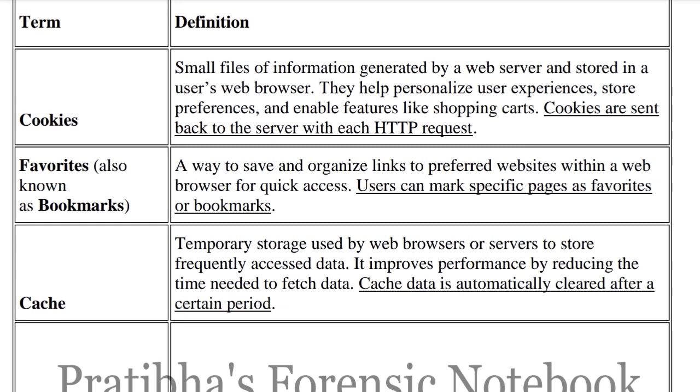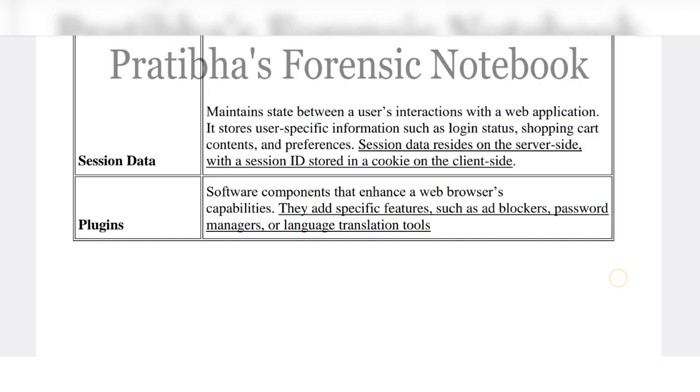Okay, so this is simply a way to organize links to preferred websites within a web browser for getting quick access. For example, when you visit a website, your browser stores a local copy of the web pages in its cache. So the next time you access the same page, the browser checks its cache first. If the page is already cached, it loads faster because it does not need to download everything again from the internet. That's why this cache mechanism improves browsing speed and efficiency, and that's how you get faster access to the same web page or link.